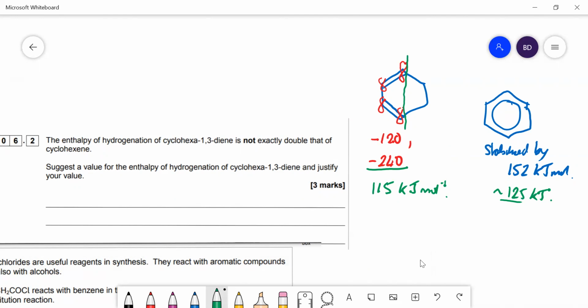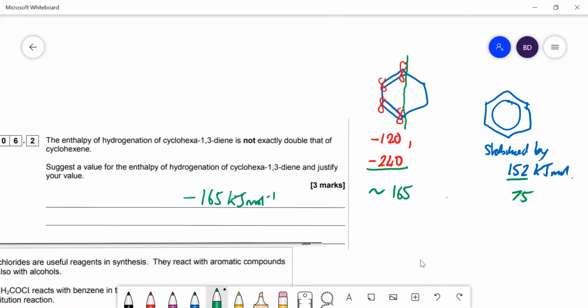Actually, you wouldn't get as much out as 240. So half of 152 is not 125, it is about 75. That's what I'm talking about. Right, so 240 minus 75 gives you 165. So I would suggest a value of minus 165 kilojoules per mole.